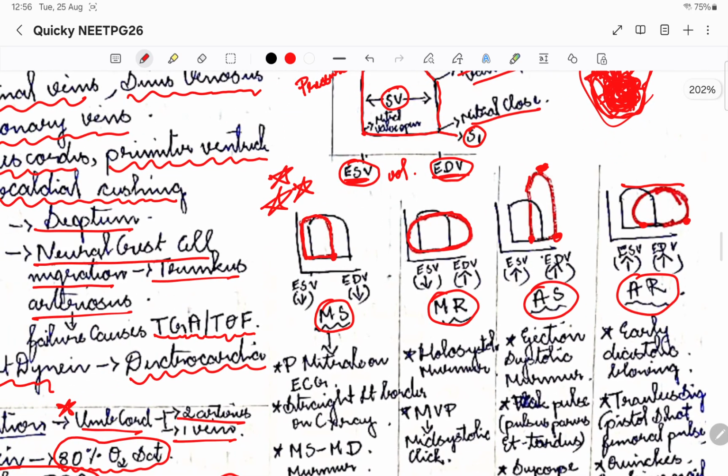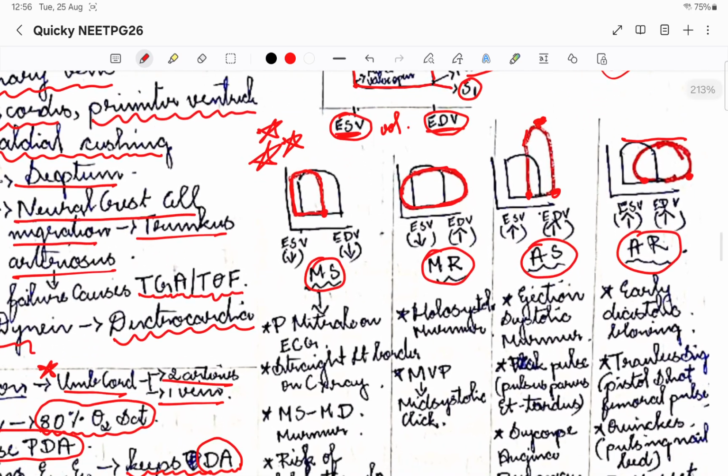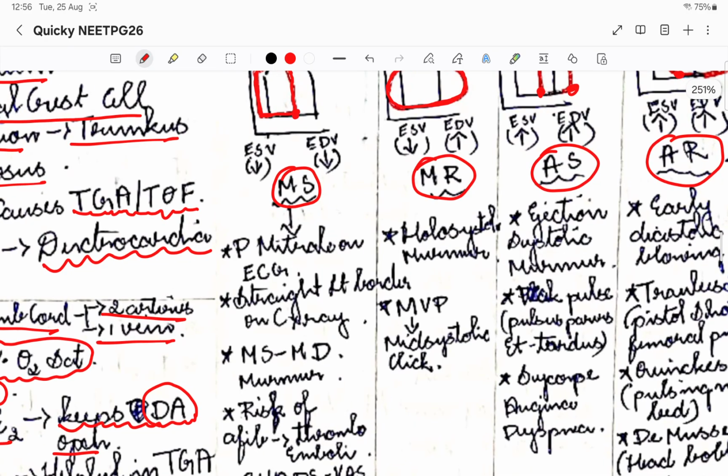So we'll finish off the valvular pathologies here itself. In mitral stenosis, when we take an ECG, there will be P mitral on the ECG. Meaning in a normal ECG the P wave will be like this, and then QRS and T. But here in P mitral, the P wave will be large. The P wave will be very large.